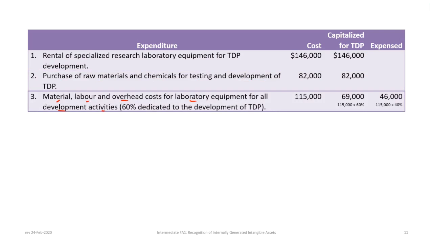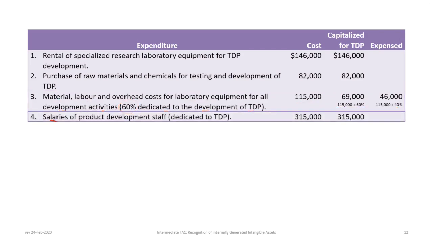And just to kick this up a little bit, we're saying that only 60% is dedicated to the development of TDP. So that would mean that the remaining 40% would be for other development or other activities not related. And so what we'll do here is take 60% of the total $115,000 in expenditures and capitalize that. So $69,000 is capitalized and the remaining 40%, or $46,000, will be expensed.